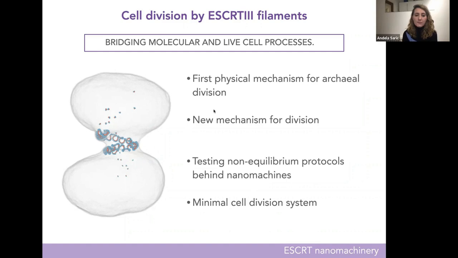And to me, it's also a nice playground for testing how specific non-equilibrium protocols behind a nanomachine result in function, its robustness and its performance. And actually, there are several labs across Europe that are trying to reconstitute this archaeal ESCRT system inside vesicles for the purpose of a minimal cell division system. And I think this kind of a model can help with that too.